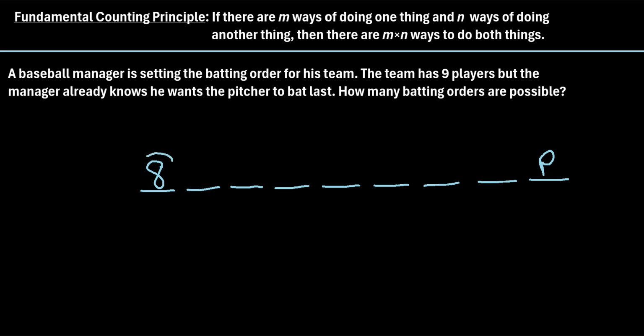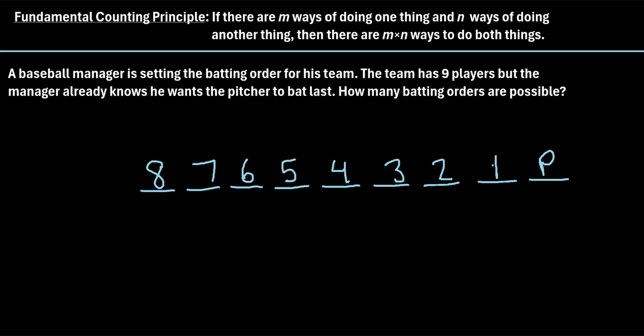Now, once he has chosen one of these 8, then for the next position, there's only 7 possible players that he could choose from. And then after he's chosen both this one and this one, there's only 6 possible players left to choose to bat in this position. And then after that, there's only 5 possible players left for this position, then 4 for this position, 3 for this position, 2 for this position, and once he's chosen all of those, there's only 1 person left to choose for this position.